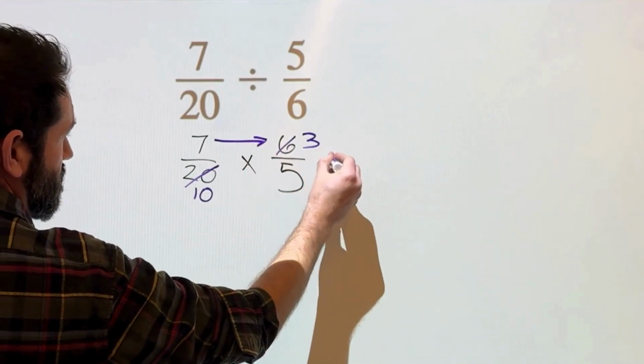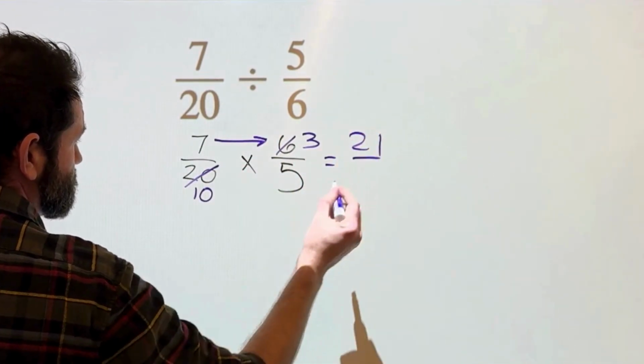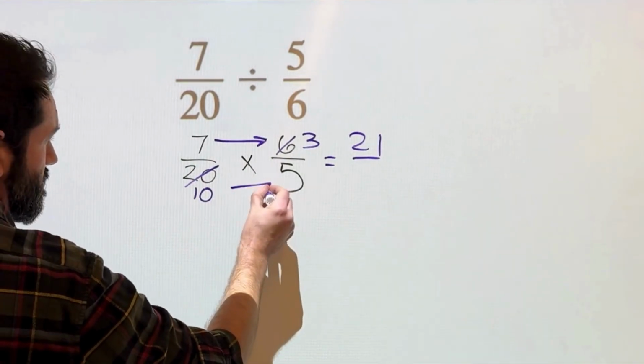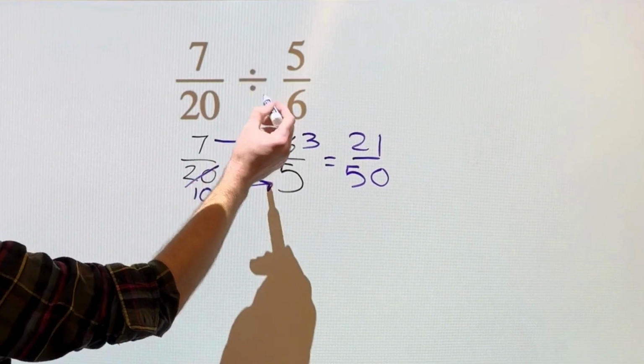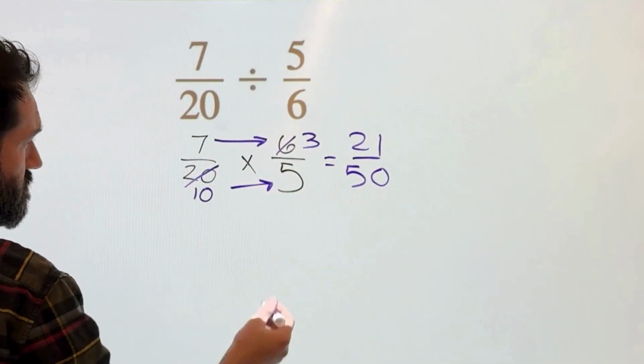Okay, 7 times 3 gets us 21. 10 times 5 is 50. 7/20 divided by 5/6 is 21/50, 21 over 50.